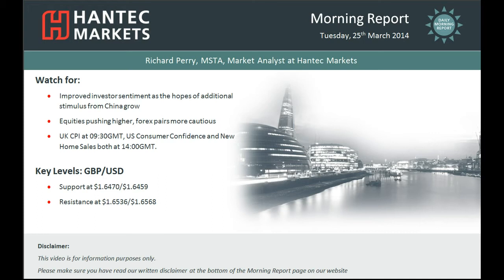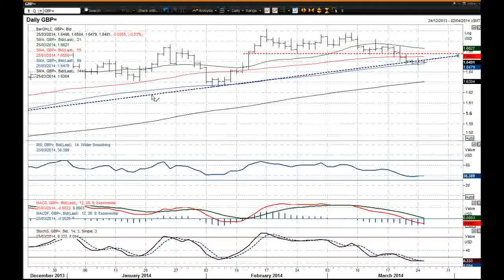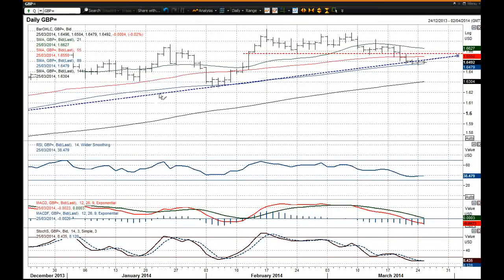For Tuesday the 25th of March, the chart I'm going to look at now is cable, sterling dollar. Cable, similar to the euro yesterday, had a sharp spike higher but then an almost instantaneous retracement. So the daily chart still looks as though it's creaking under the pressure. You've got this uptrend that's been in place since August last year beginning to come under serious pressure.